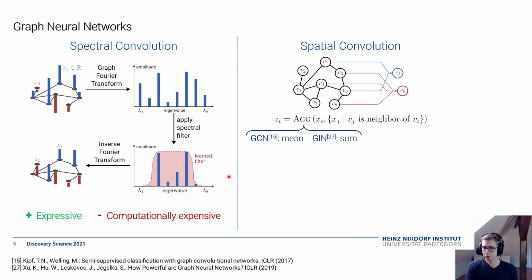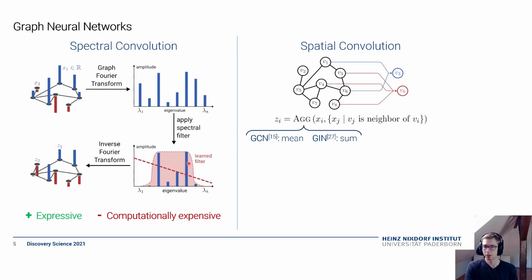One interesting side remark relating spectral and spatial convolutions is that we can actually interpret this type of neighborhood aggregation as a very restricted type of spectral convolution, namely one where the learned filter function is restricted to the class of linear functions. This simplification has two main consequences.